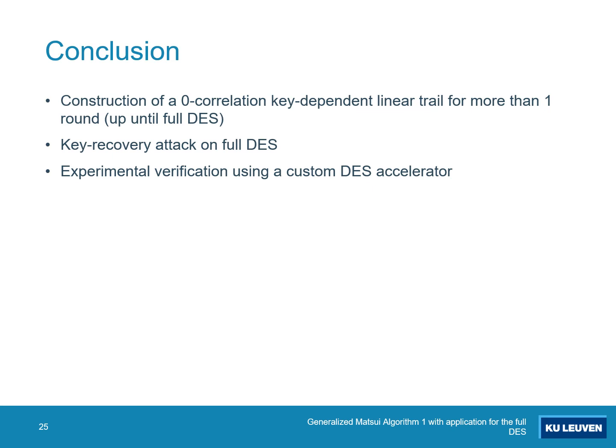In conclusion, in this work we constructed zero correlation key-dependent linear trails that cover more than a single round of DES. First, we presented a 2-round linear approximation, where the last round may have correlation 0 depending on the key. We showed how to connect these 2 rounds to Matsui's trail, resulting in zero correlation key-dependent trails covering the full DES. We used the linear trail to design a key recovery attack, and we performed experimental verification of our claims on the full DES using a custom DES accelerator.